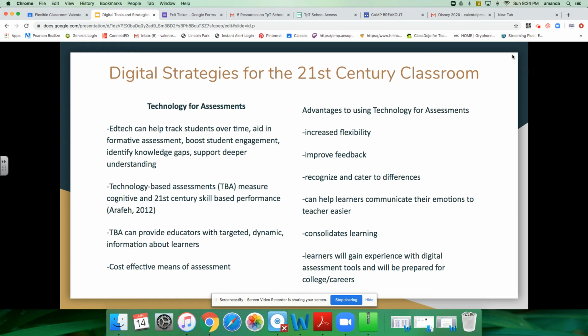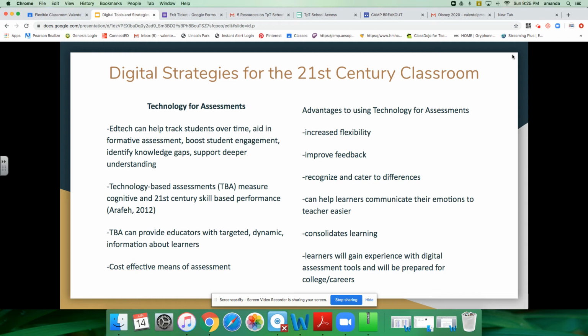Technology-based assessments, known as TBA, they measure not only cognitive skills, but 21st century skills as well, because they're using technology to take the assessment. So how well can they use that piece of technology to test their knowledge? TBA can provide educators with very specific, targeted, and dynamic, ever changing information about learners. And it can be done much faster than sitting at home grading a stack of papers. And as always, it is cost, I should have put and time effective for teachers as well.